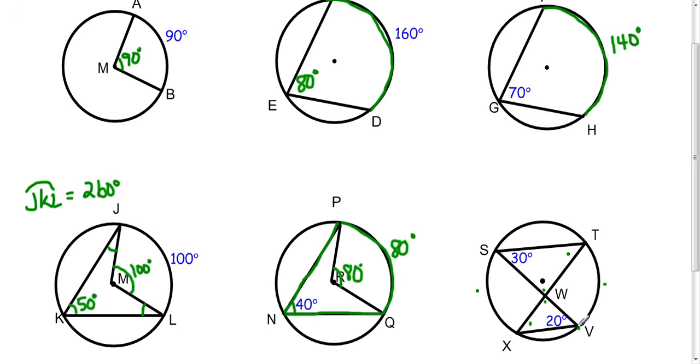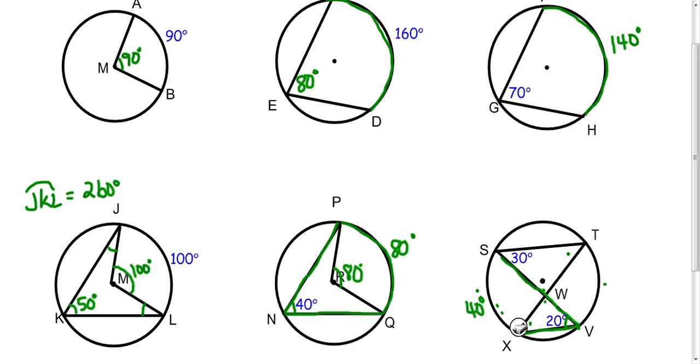If we start at V and we extend out our lines here for angle V, I guess this would be angle XVS. This is 20 degrees. And that means that this arc, SX, is the intercepted arc for this 20-degree inscribed angle. So this would have to be 40 degrees because it's twice as big as the inscribed angle.